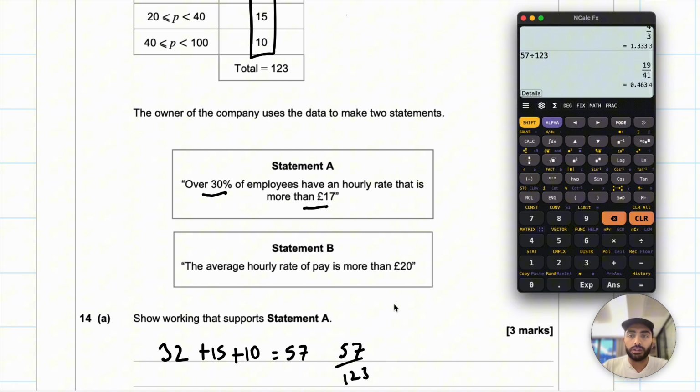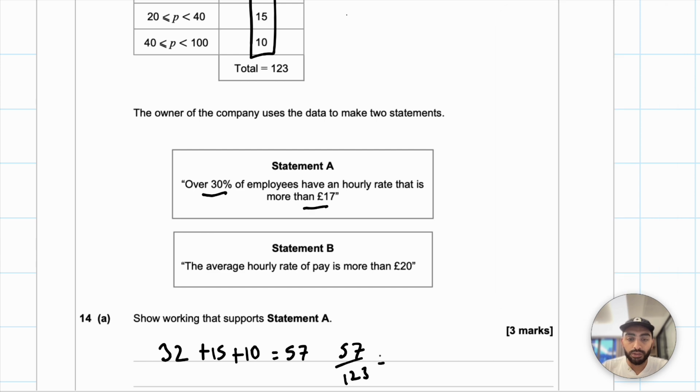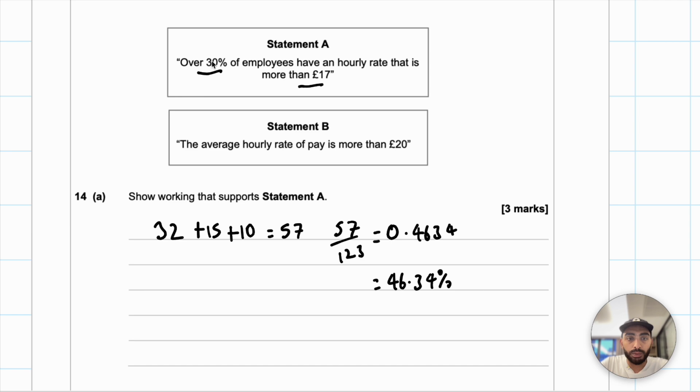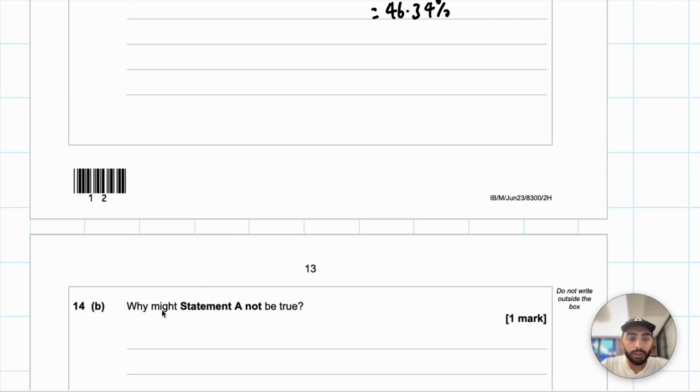57 over 123 gives me 0.4634. If I multiply that by 100, I get 46.34%. That shows that statement A could be true, because 46.3% is more than 30%. Part B, why might statement A not be true?